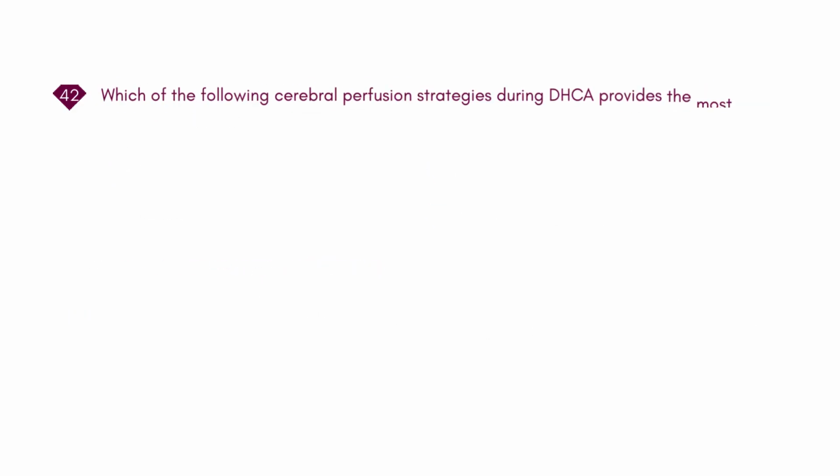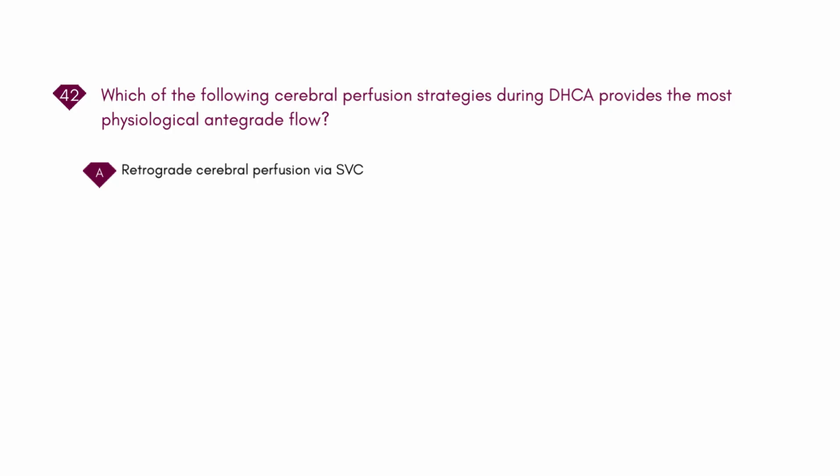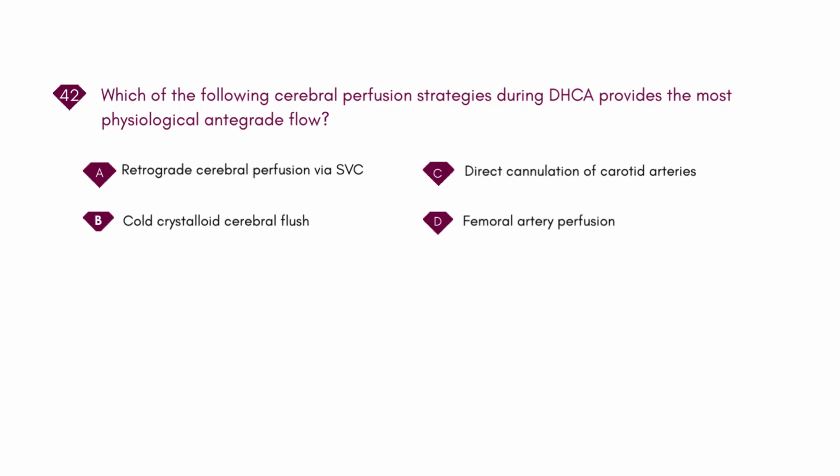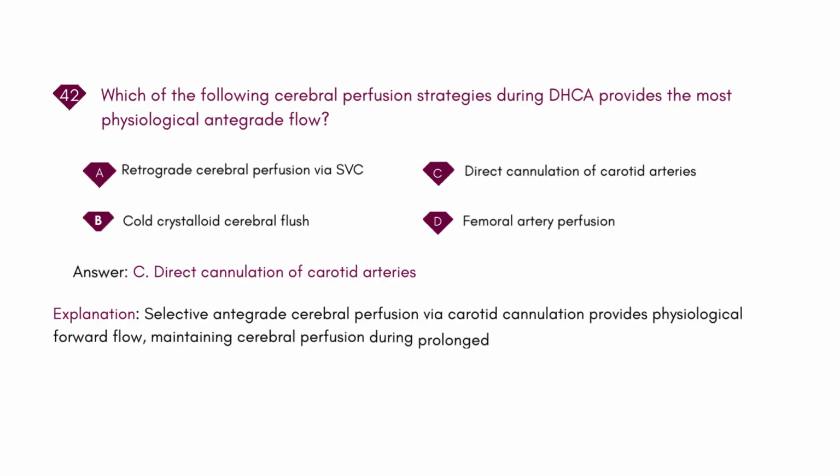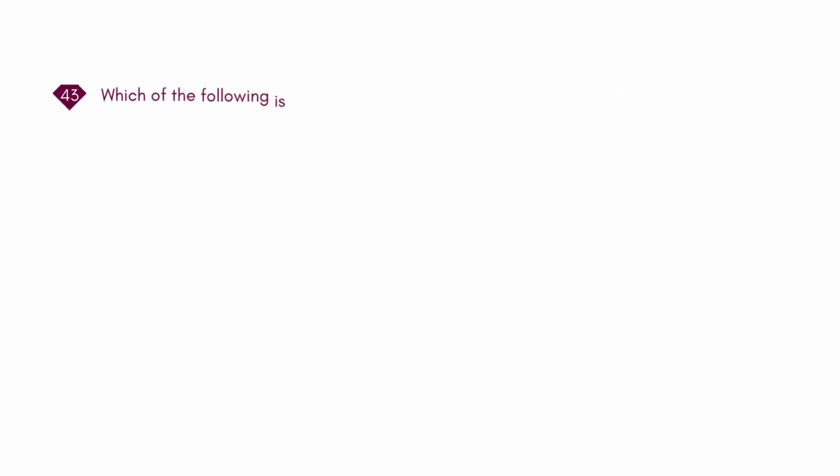Which of the following cerebral perfusion strategies during DHCA provides the most physiological antegrade flow? A. Retrograde cerebral perfusion via SVC. B. Cold crystalloid cerebral flush. C. Direct cannulation of carotid arteries. D. Femoral artery perfusion. Answer: C. Direct cannulation of carotid arteries. Explanation: selective antegrade cerebral perfusion via carotid cannulation provides physiological forward flow, maintaining cerebral perfusion during prolonged DHCA and enabling longer safe arrest times.